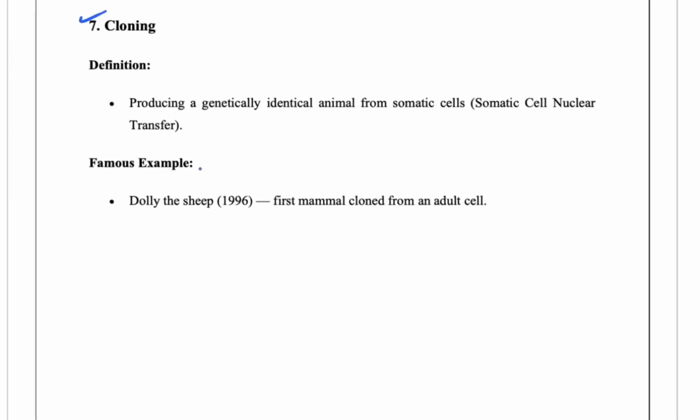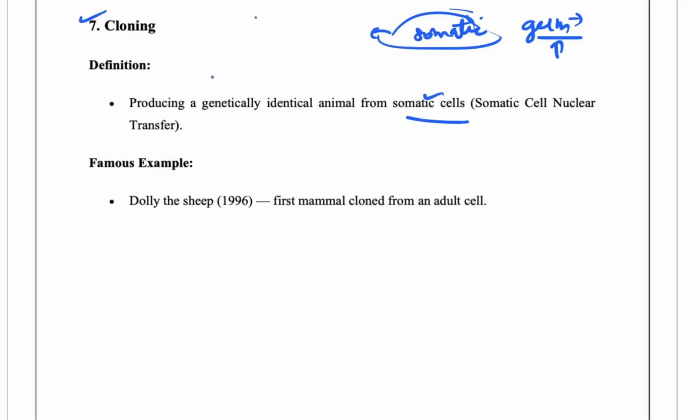Finally, there is cloning. In cloning, you produce a genetically identical animal from somatic cells. There are two types of cell in the body. First is a somatic cell, and then there is a germ cell. The ovum and sperm cells are the germ cells, which carry the information to the next generation. Somatic cells usually do not go to the next generation, but you can use these cells to produce a genetically identical animal. For example, we have already done this with a very famous example, Dolly the sheep in 1996, the first mammal cloned from an adult cell.